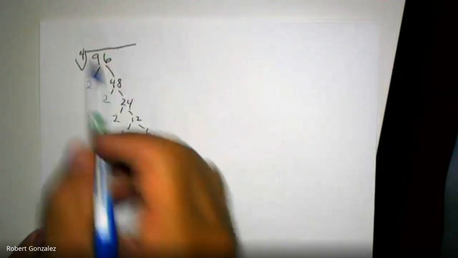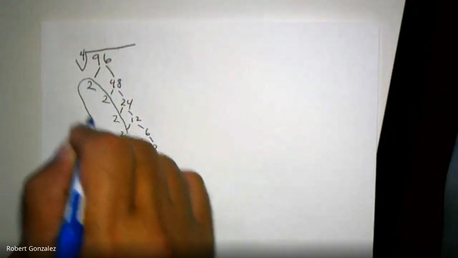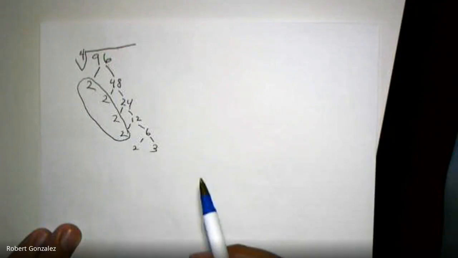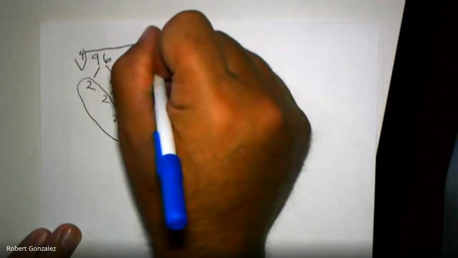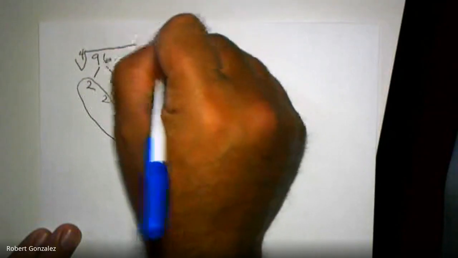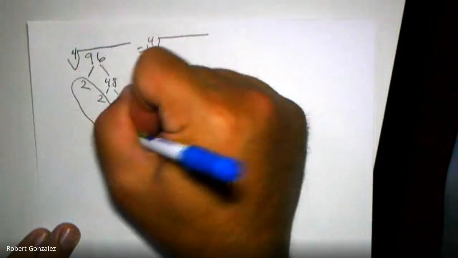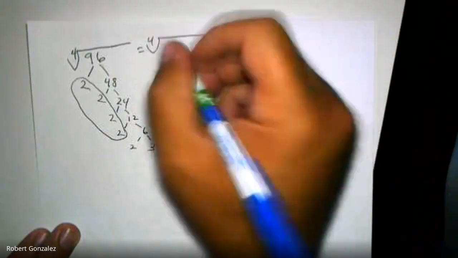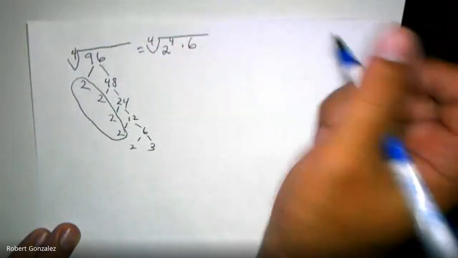Now, for a fourth root, I want to circle groups of 4. There's 4 2's, and these I call leftovers. What I'm really going to do now is rewrite my fourth root of 96 using the product rule. These 4 2's go together. 4 2's is 16, by the way, when you multiply it out. I'm going to write as 2 to the 4th. And over here, my leftovers, I'm going to multiply them together, 6.